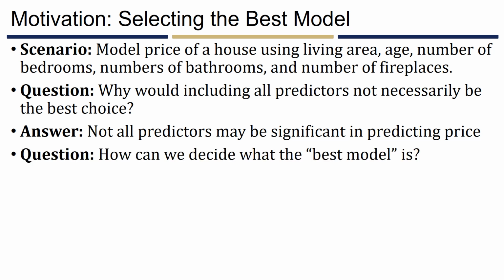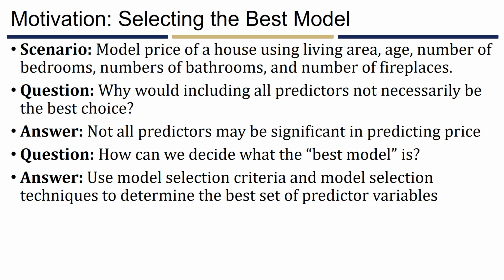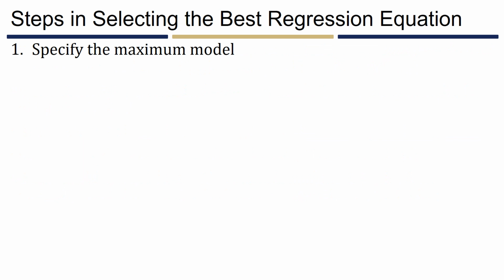So the next question that we have to consider is, how can we decide what the best model is? And I put best model in quotes because there's not really one definition for the best model. There are a lot of different ways that we can arrive upon the best model, so best model is very subjective. Now, one way of going about this is to use a model selection criterion as well as model selection techniques in order to determine the best set of predictor variables.